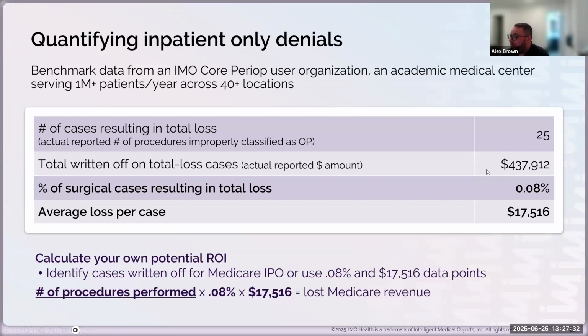And because of that high average write-off, we were actually able to work with them. We were able to get the controls in place and work with them to get this down to zero by identifying these up front and ensuring that they don't actually make it to the point where these are being billed and pre-authorized.